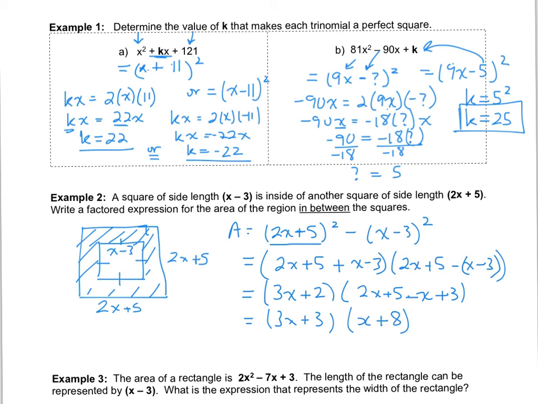So there's my factored form. Oops, I made another mistake. That 2 somehow became a 3. There's my factored form of the area, the shaded area, or the area between the two squares.